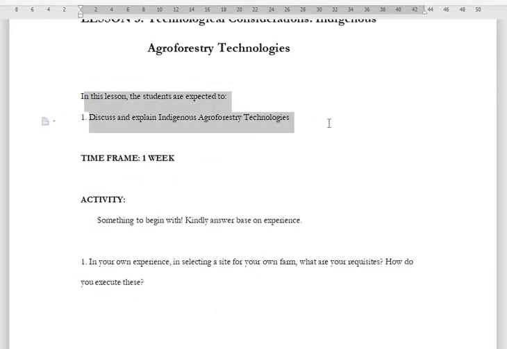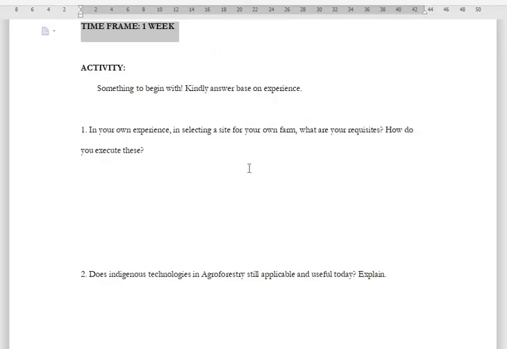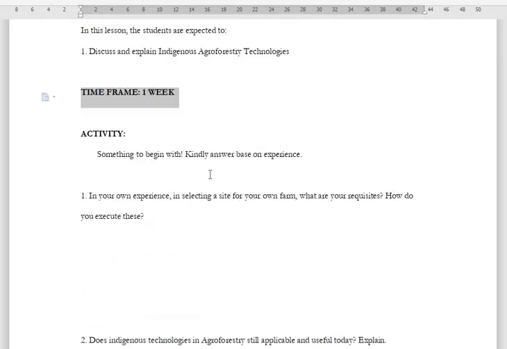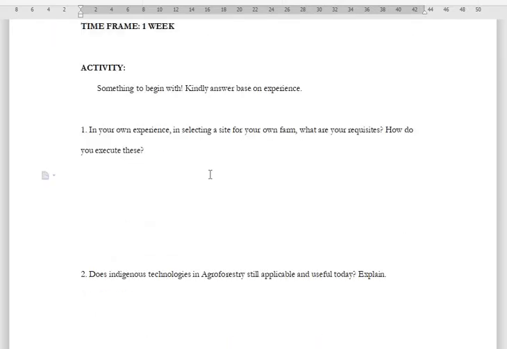So the objective, time frame is 1 week. So activity, something to begin with, kindly answer based on your experience. It's all experience, there are 2 questions. Same again, minimum of 5 sentences. Of course, experience is good. When we talk about experience, we could talk the whole day.